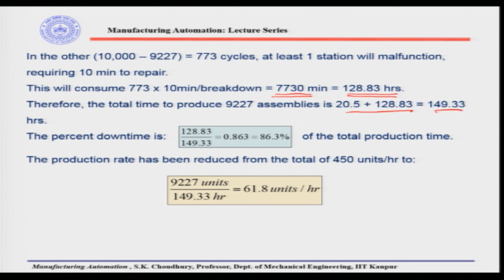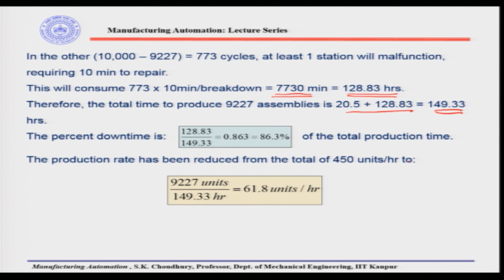This is the one, okay. And this will be 86.3% of the total production time, the percentage downtime we are having. That means 86.3% of the time the machine is down. Just imagine we are talking about one breakdown per 100 cycles. Okay. The production rate has been reduced from the total of 450 units per hour.